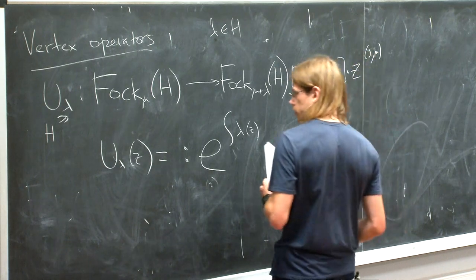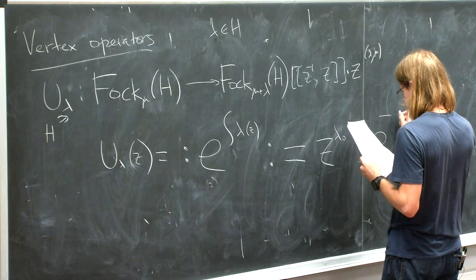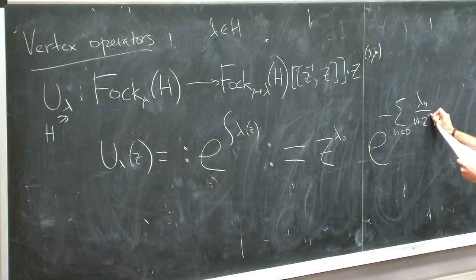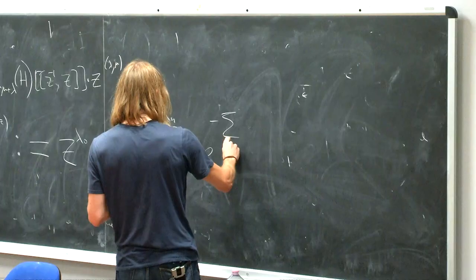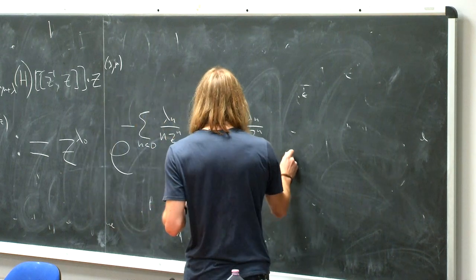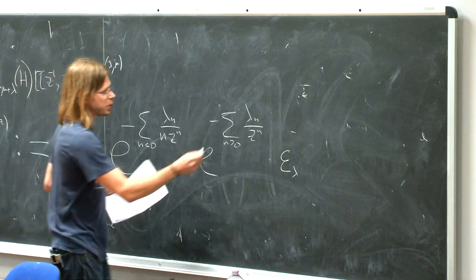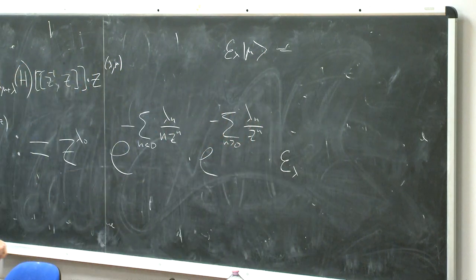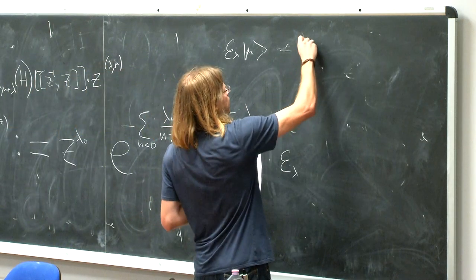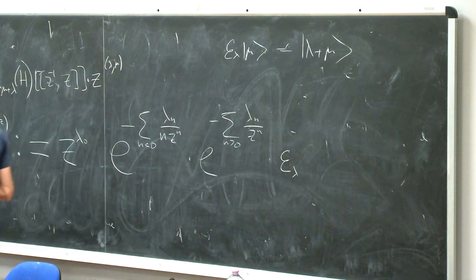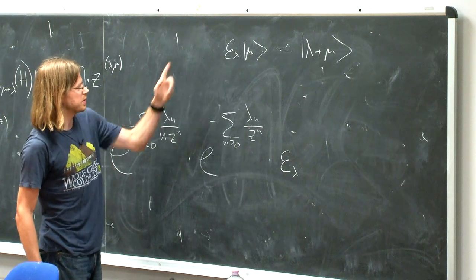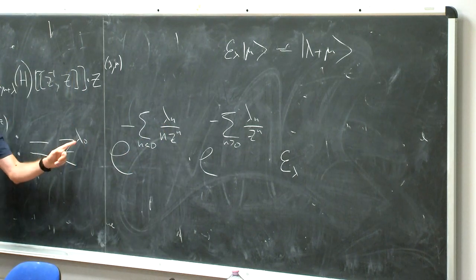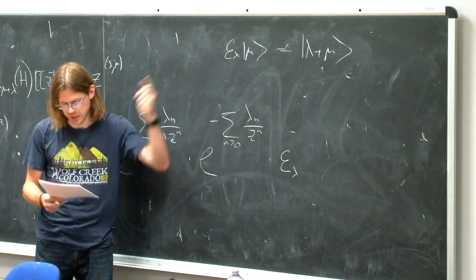So this is Z to the power of lambda zero, and there is a sum over negative numbers, times the exponent of a sum over positive numbers, and times epsilon lambda, where epsilon lambda is just an operator which takes the highest weight vector here to the highest weight vector here. And so it commutes with all other elements of the Heisenberg algebra except the element with index 0, for which the commutation relation is fixed by this relation essentially.